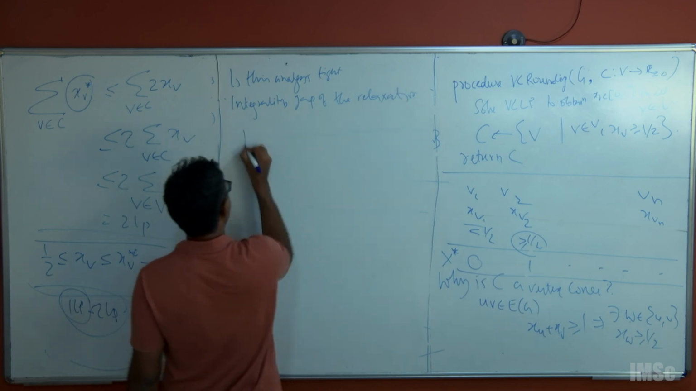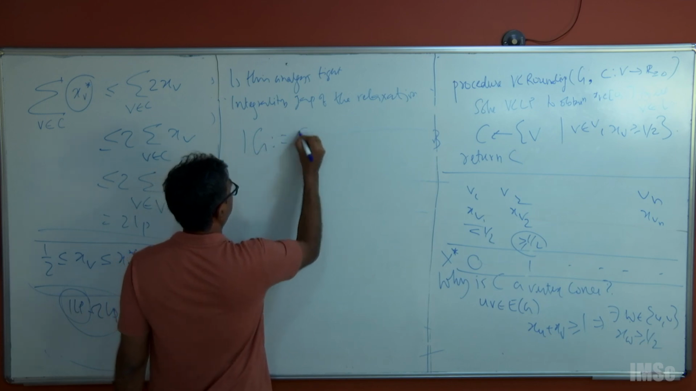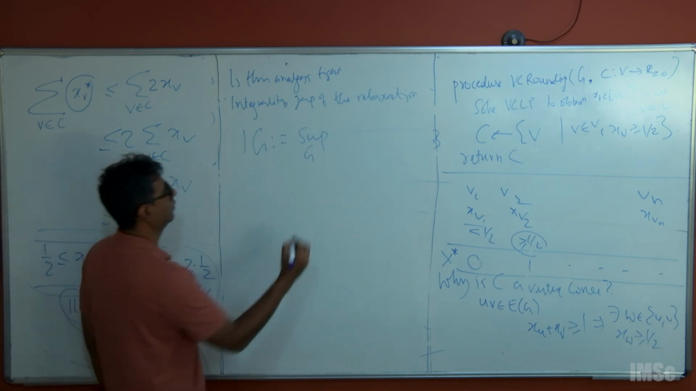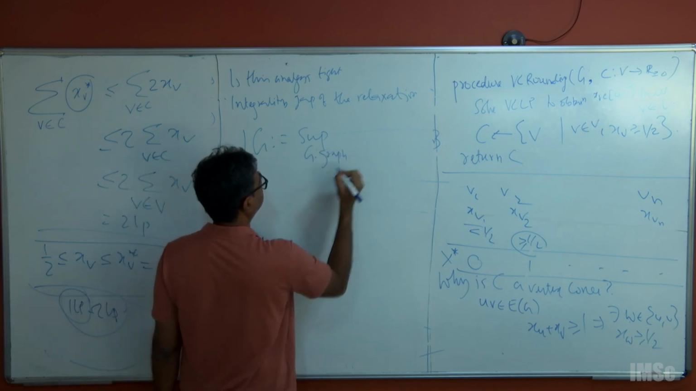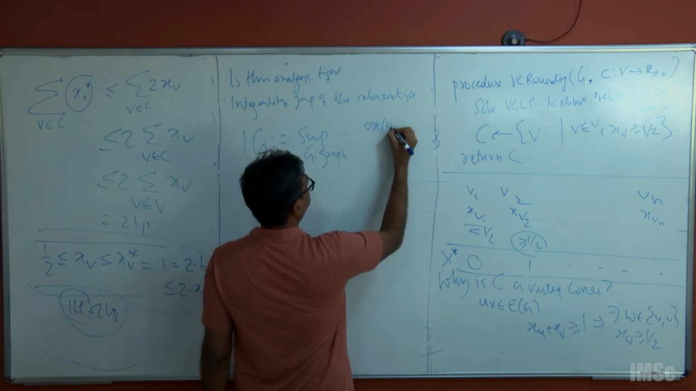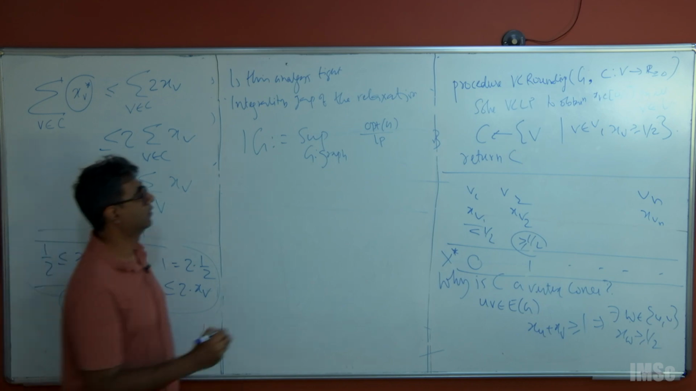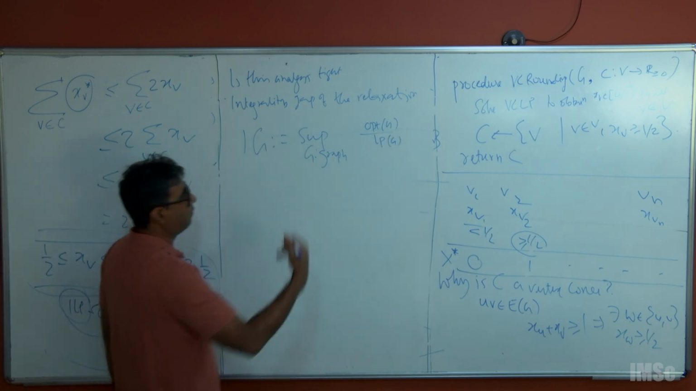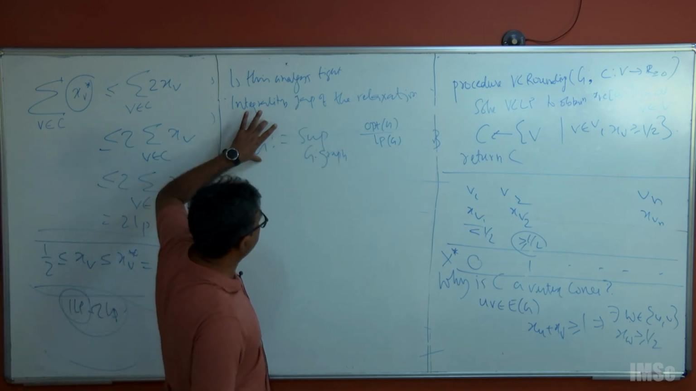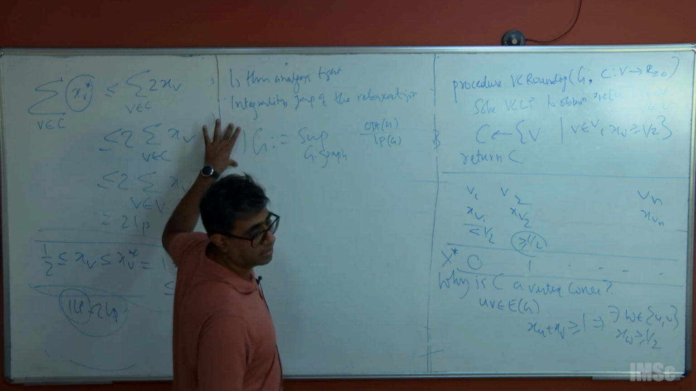So what is an integrality gap? Let us call it IG. It is the supremum over all graphs G, where G is a graph, of opt of G divided by LP of this particular graph. So what is the largest gap between the optimum and the LP solution? That is what I mean by integrality gap.